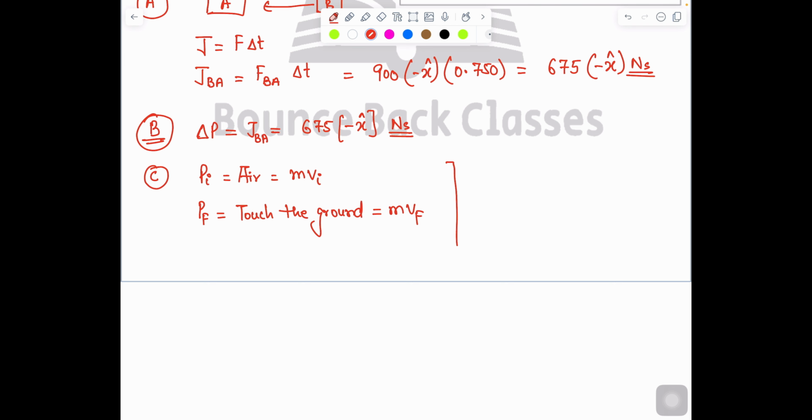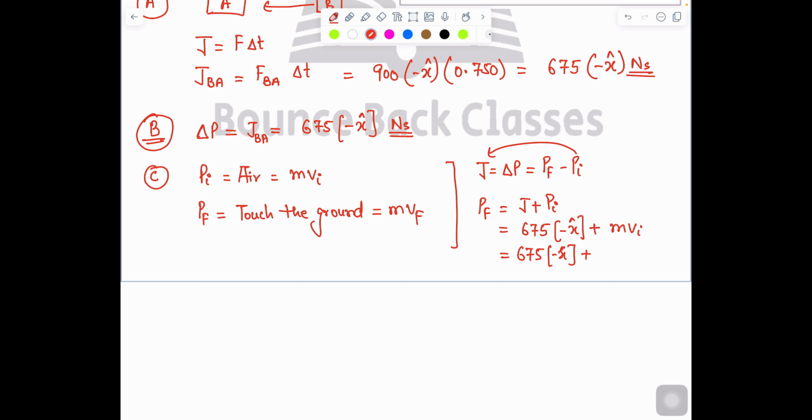Okay, so we know a very simple formula. J is equal to delta P, which is equal to P_F minus P_I. Yes or no? So take P_I to this side. So P_F is equal to J plus P_I. J we already solved, 675 negative x cap, plus P_I, which means M V_I. Solve it.